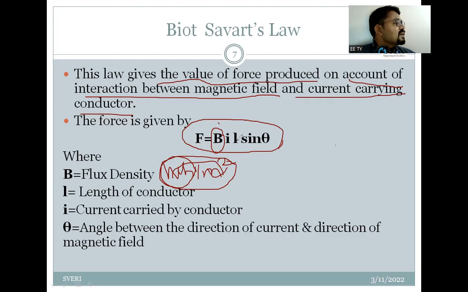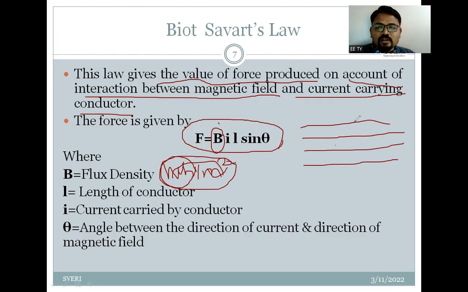This is nothing but the length of the conductor. Now suppose this is the magnetic field, and this is the conductor which is placed in this particular magnetic field. Okay, so whatever the length of this particular conductor is, that is measured as L. It is always measured in which unit? That is nothing but the meter. Whatever the length of the conductor is, we consider it in meters.